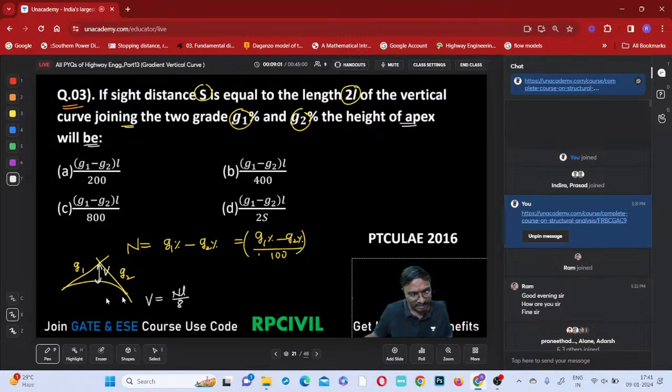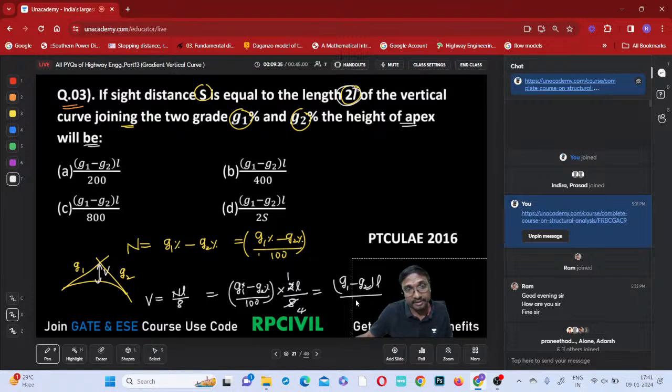What is that you can say? N into, right? What is the N you can say? G1 percentage minus G2 percentage divided by 100, that is N, into what is that length of this curve given? 2L is the length of this curve given, by 8, right? What it will become? 2 ones and 2 fours, right? What it will become now? G1 minus G2 into L by, how much you can say? 400, no? So which one will be the correct answer? Option B will be the correct answer, right?